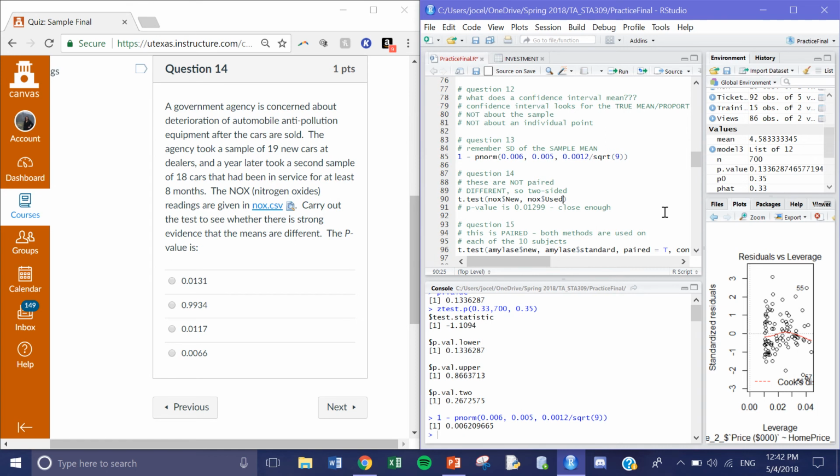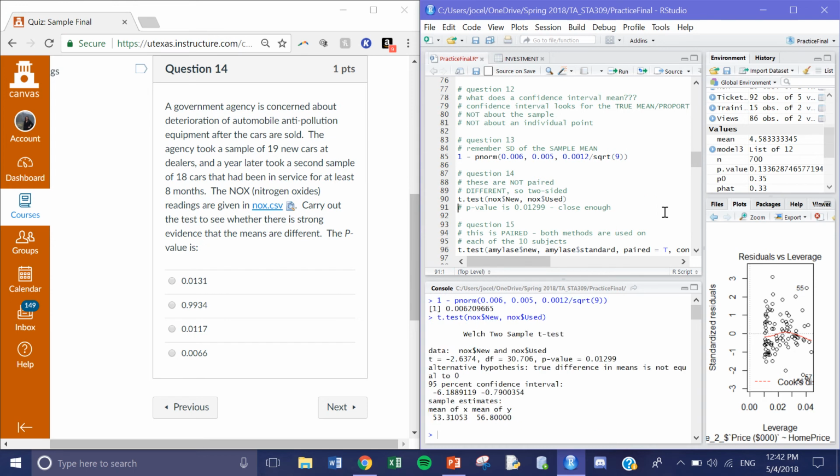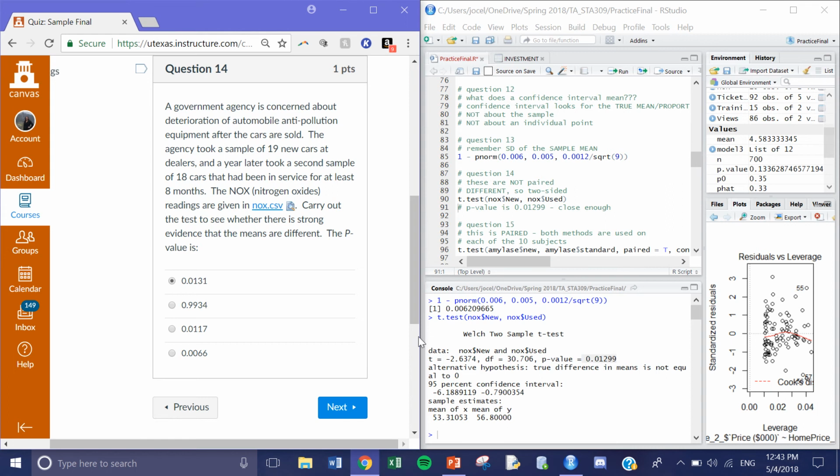The other thing you need to check is whether it's one-sided or two-sided. In this question, it said, carry out the test to see whether there is strong evidence that the means are different. So it just asks if they're different, so this is a two-sided test. You could put alternative equals two.sided, but you don't have to because it defaults to two-sided. So I'm just going to run a t-test of new compared to used. The order doesn't matter here. And we look at our p-value, which is right here, 0.01299. This question is a little bit off with the p-value, but it's close enough.